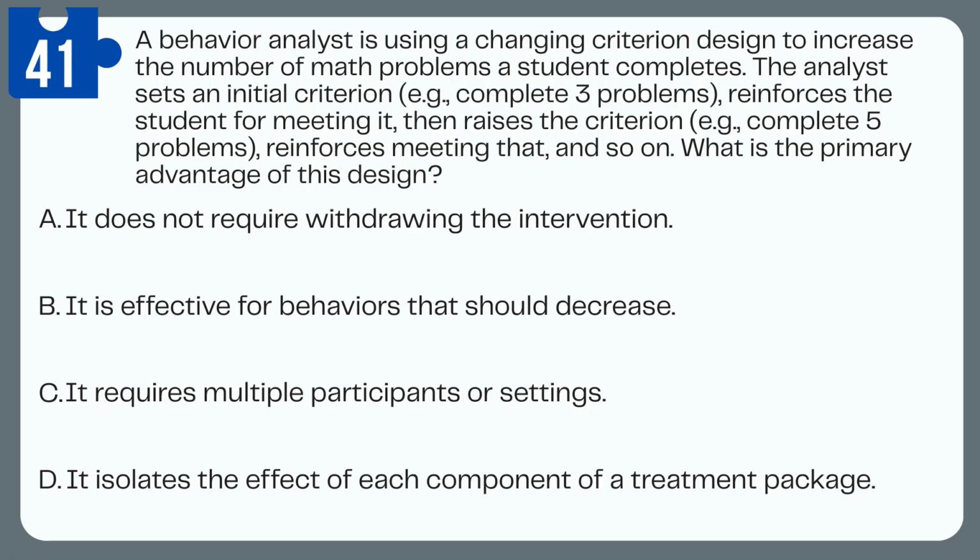Question 41. A behavior analyst is using a changing criterion design to increase the number of math problems a student completes. The analyst sets an initial criterion, for example, complete 3 problems, reinforces the student for meeting it, then raises the criterion, for example, complete 5 problems, reinforces meeting that, and so on. What is the primary advantage of this design? A. It does not require withdrawing the intervention. B. It is effective for behaviors that should decrease. C. It requires multiple participants or settings. D. It isolates the effect of each component of a treatment package.